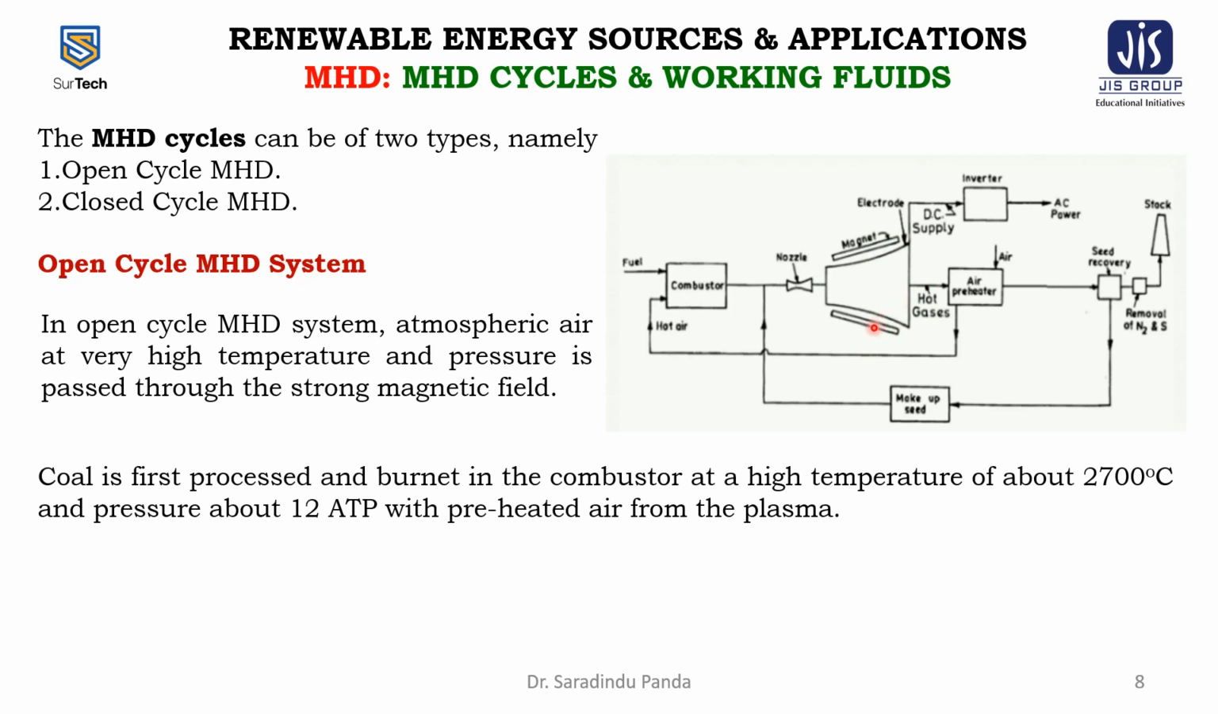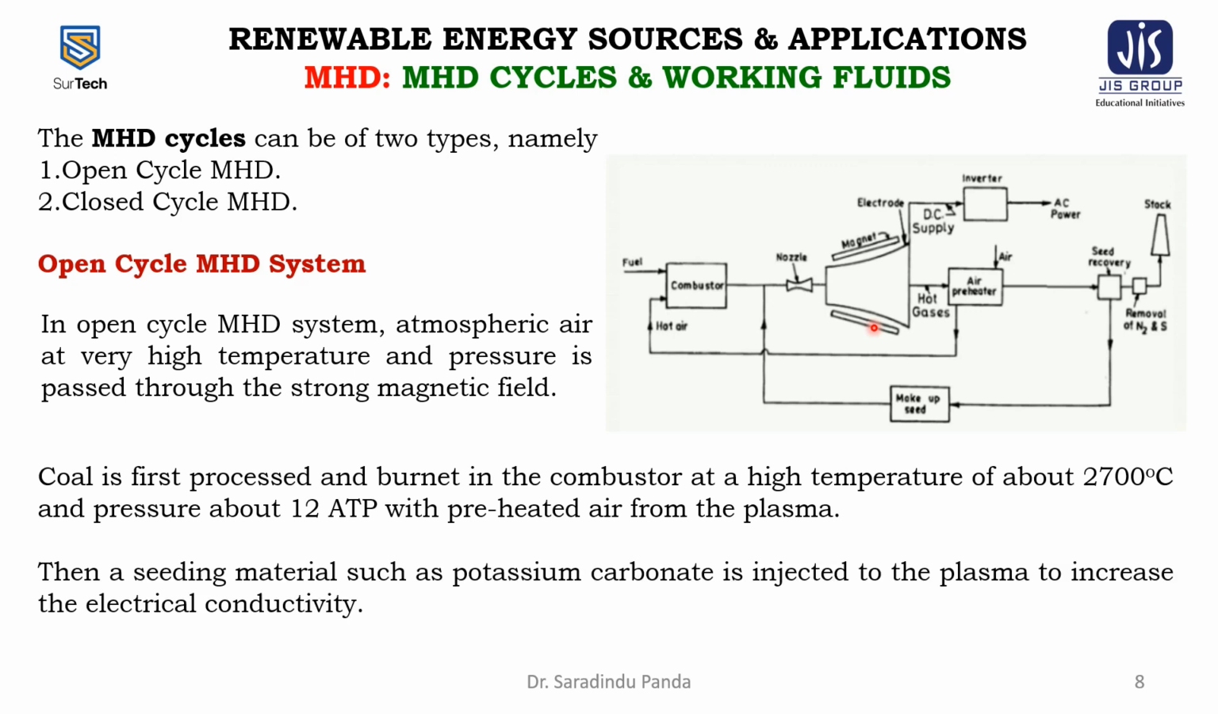Coal is first processed and burnt in the combustor at a high temperature of about 2700 degrees centigrade and pressure of about 12 atmospheres, with preheated air from the plasma. Then a seeding material such as potassium carbonate is injected into the plasma to increase the electrical conductivity.